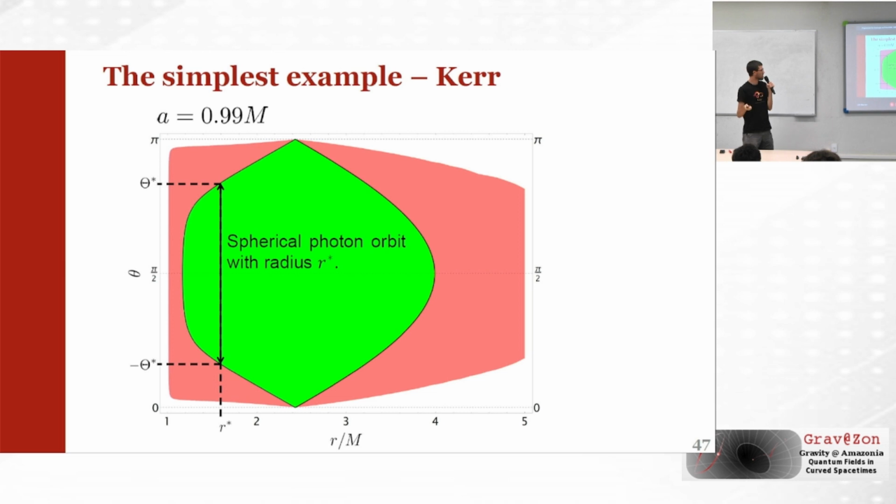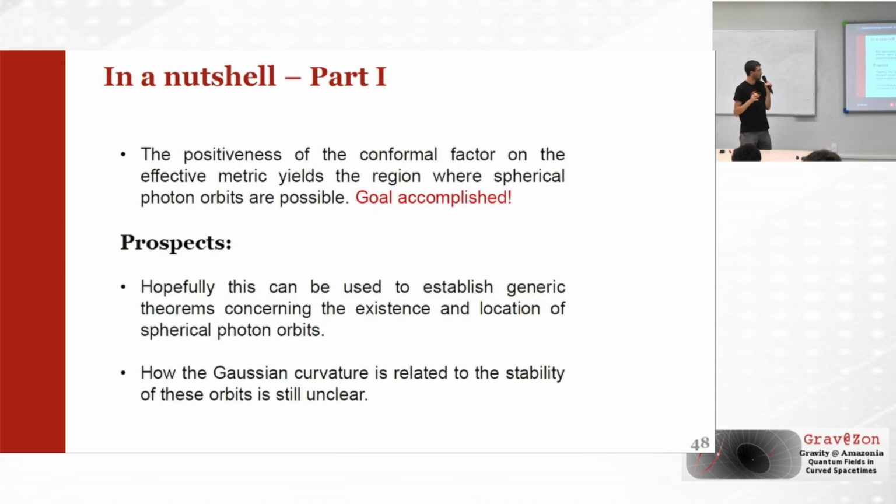So, to close, I accomplished the goal I set for myself before I started the second part, when we recovered the results from Kerr from this effective 2D metric. And hopefully this can be used to establish some generic theorems, like we saw from Pedro, concerning now spherical photon orbits, or even timelike circular orbits for Kerr. I am still unsure how the Gaussian curvature relates to this metric, so if you have any idea, please tell me now.